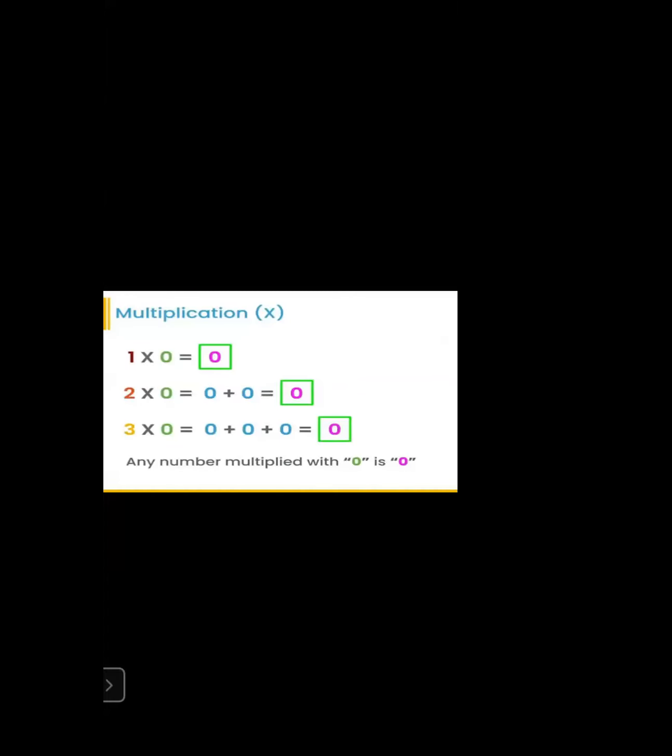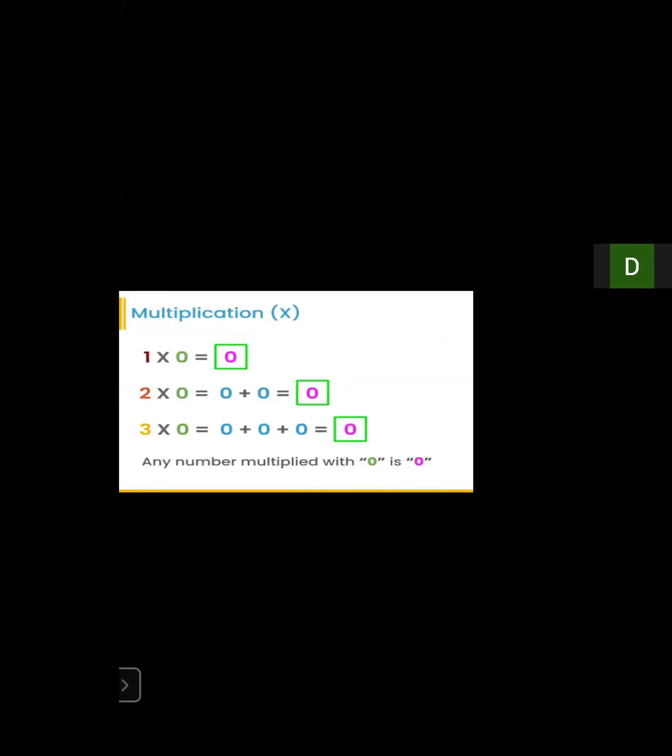Now let us learn a new concept, that is multiplication of 0. 1 into 0 equals 0. And 2 into 0 equals 0 plus 0 equals 0. And 3 into 0 equals 0 plus 0 plus 0 equals 0. And 4 into 0 equals 0 plus 0 plus 0 plus 0 equals 0, and so on. By these examples, we can conclude that any number multiplied by 0 is always 0.